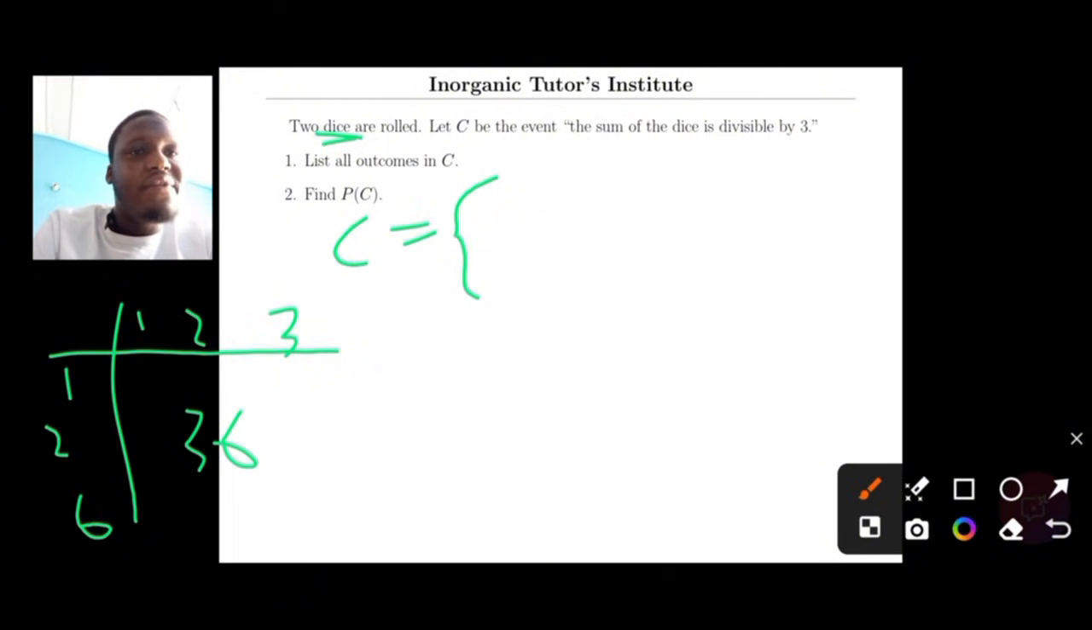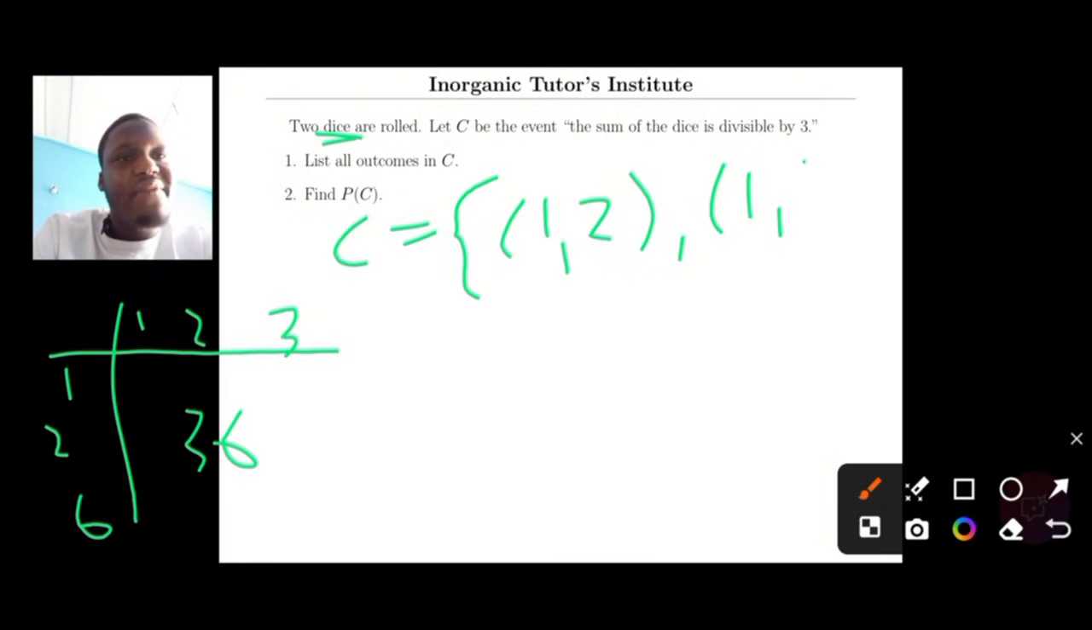So we have the sum is divisible by 3. Obviously, 1, 2 should be part. Sorry, 1, 2 instead. And we know the sum of 1, 2 is divisible by 3. The second one will be what? 1, 3 is out, 1, 4 is out, 1, 5 is in. 1, 6 is out, because 1, 6 gives us 7.